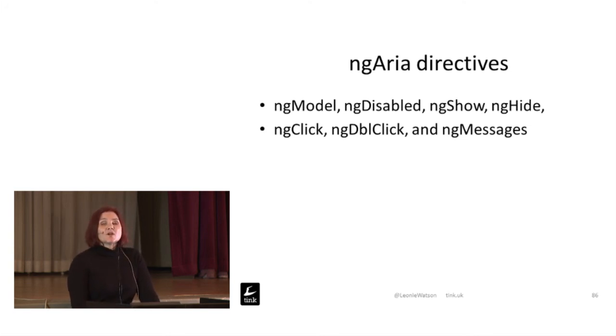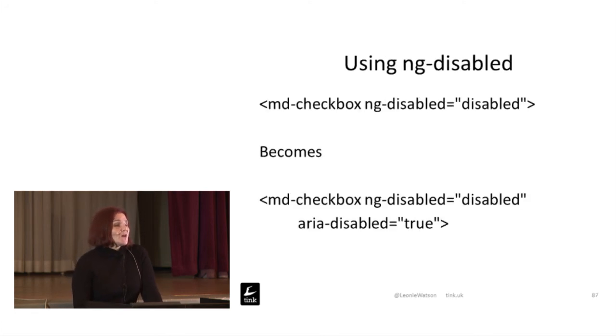There are 7 different directives included in this, and they're reasonably comprehensive. They're not going to fix all of the screen reader accessibility issues that you might want to, but again, it's a pretty good start. So for example here, where you're just using one of the MD checkboxes in Angular, you can just add in the ng disabled attribute, and that automatically then gets converted into the ARIA disabled attribute, in this case set to true.